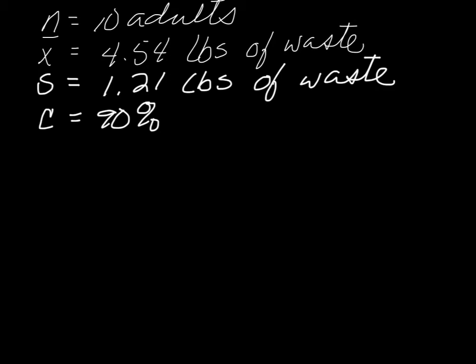So here's some data from a problem in our textbook. We have 10 adults in our sample, and from the sample, each adult generated 4.54 pounds of waste with a standard deviation of 1.21 pounds per person. The confidence level is 90%. What we'd like to do is create a confidence interval. So I'm going to do that, and what I'd like for you to do is do that as well. So pause the video, take a moment, and let's check it.